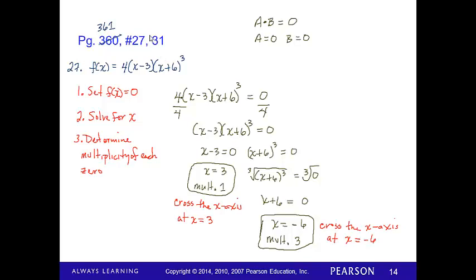Okay, problem 31, I will leave for you to do. It's odd, so you can find the answer in the back of the book. You can email me if you have questions working on this one.